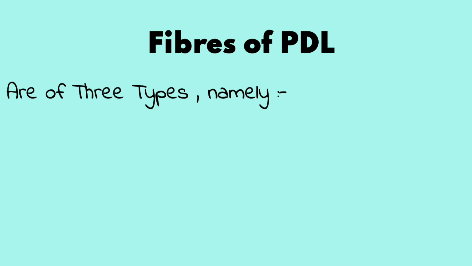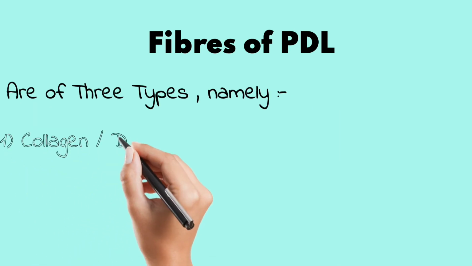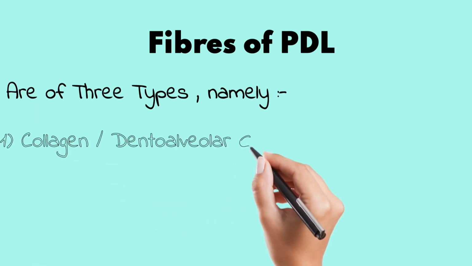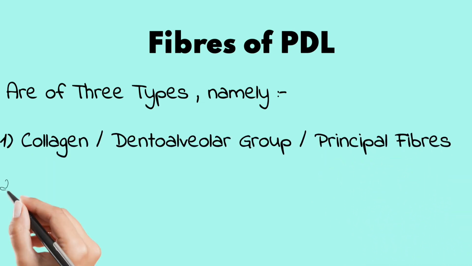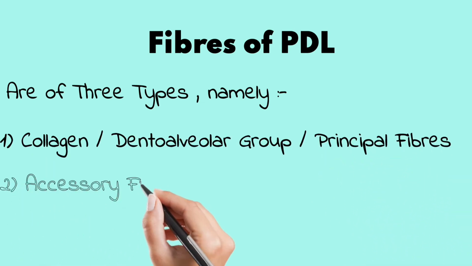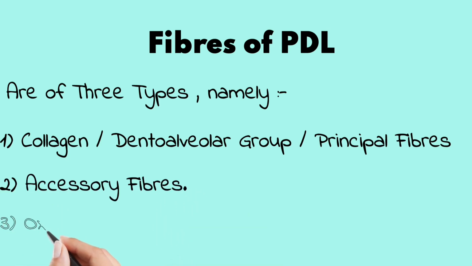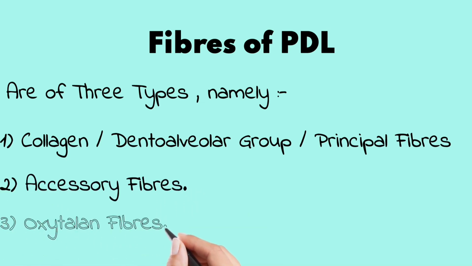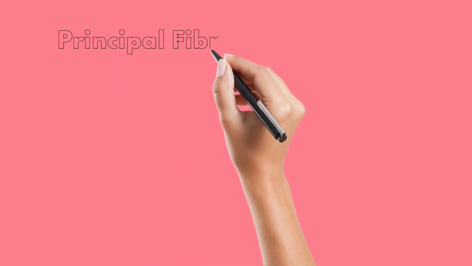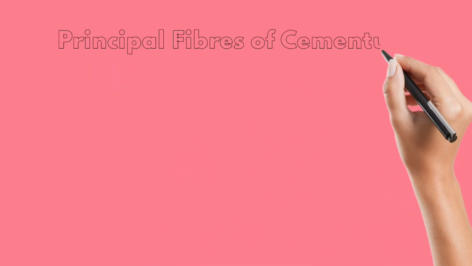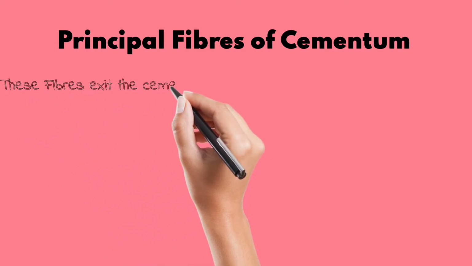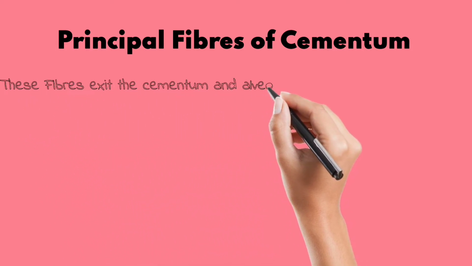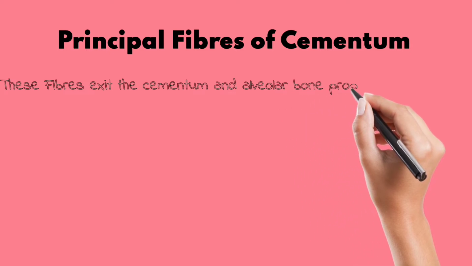Next, we move on to the very important part of today's lecture, that is the fibers of the periodontal ligament. There are mainly three types of fibers: the collagen fibers, or the principal fibers, or the dentoalveolar fibers; next, we have the accessory fibers; and third, we have the oxytalan fibers. First, we will study the principal fibers of the periodontal ligament, and this is the most important fiber present in the periodontal ligament. This is often asked in the 3-mark or 5-mark questions in the university exams. So let's study this in detail.